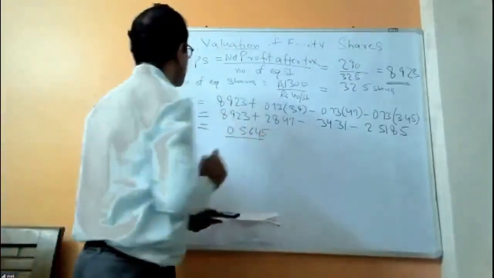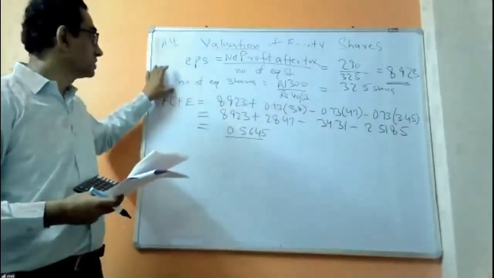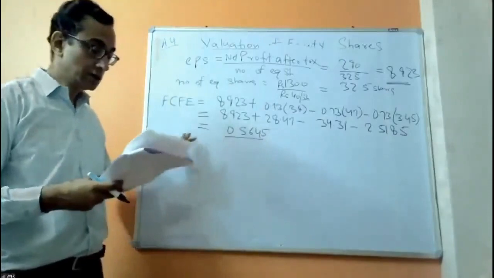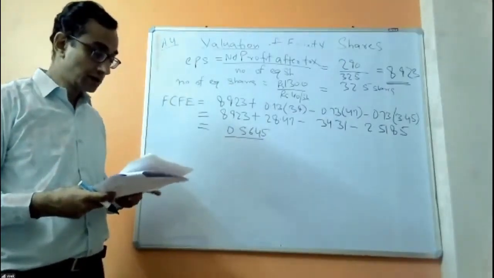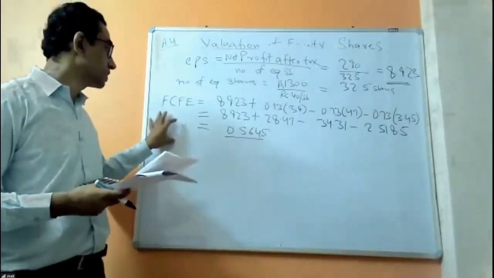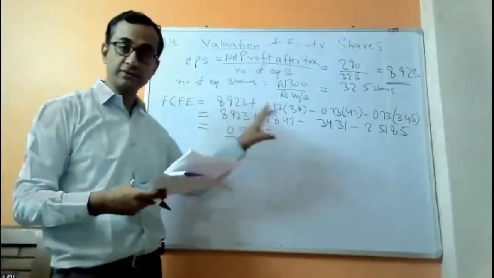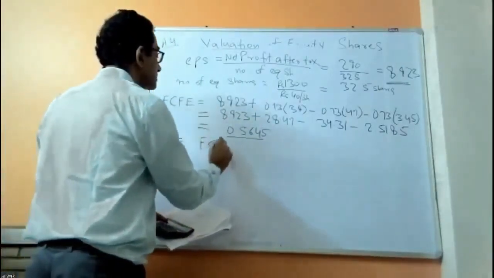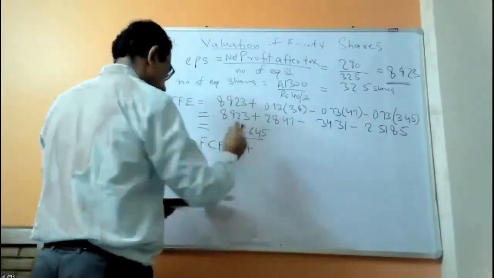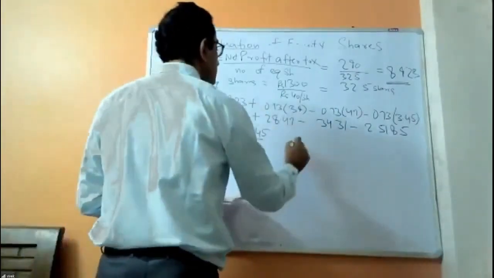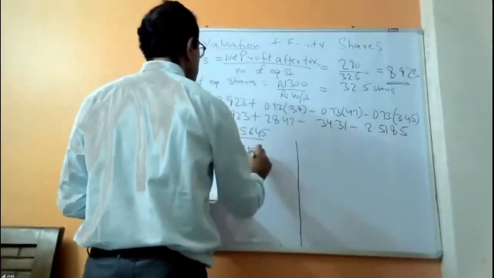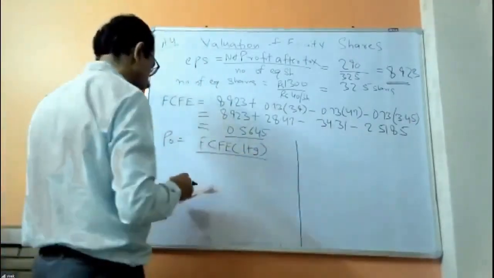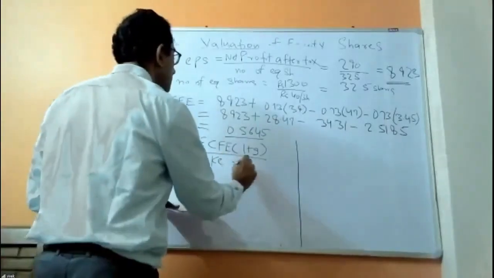Fine. So, how have we proceeded till now? We calculated the EPS, then we calculated the free cash flow to equity. Now, the question is asking about the value of the share, that is, the present value of shares. So we have to calculate the present value on the basis of the FCFE, or free cash flow to equity. Now, P0 is equal to FCFE multiplied by 1 plus G, divided by KE minus G.